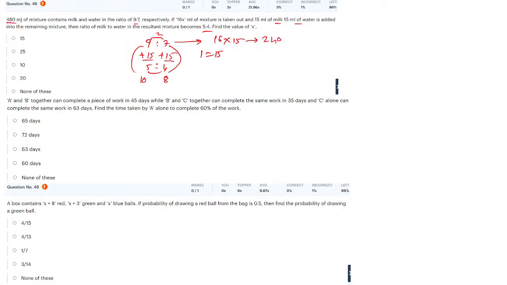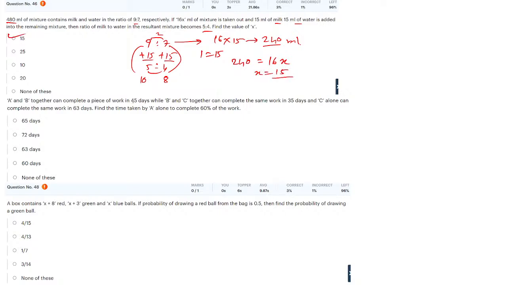So what is the initial quantity? That is 480. After removing 16x, that is again 480 ml, right? So this is 240 after removing, and this removed part equals 16x, so x equals 15. This is it.